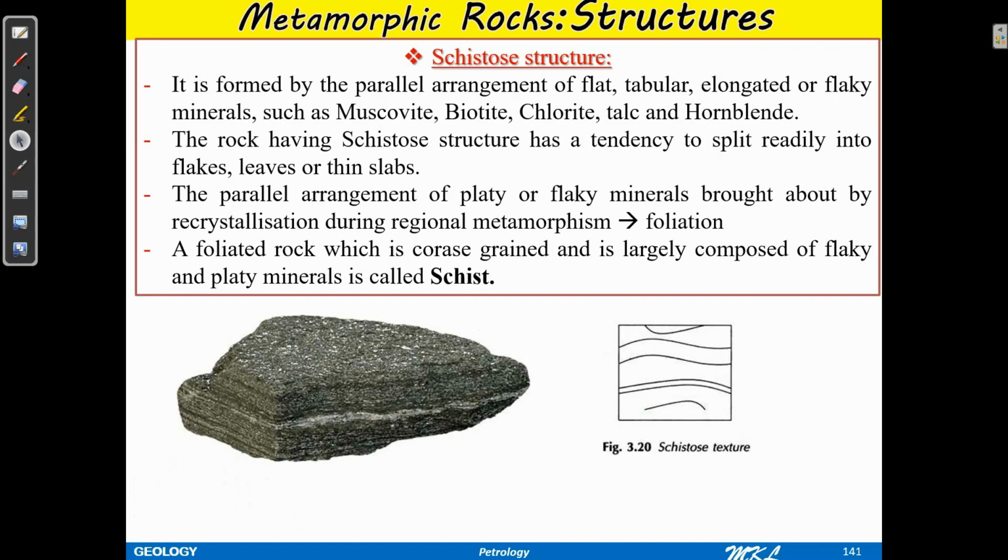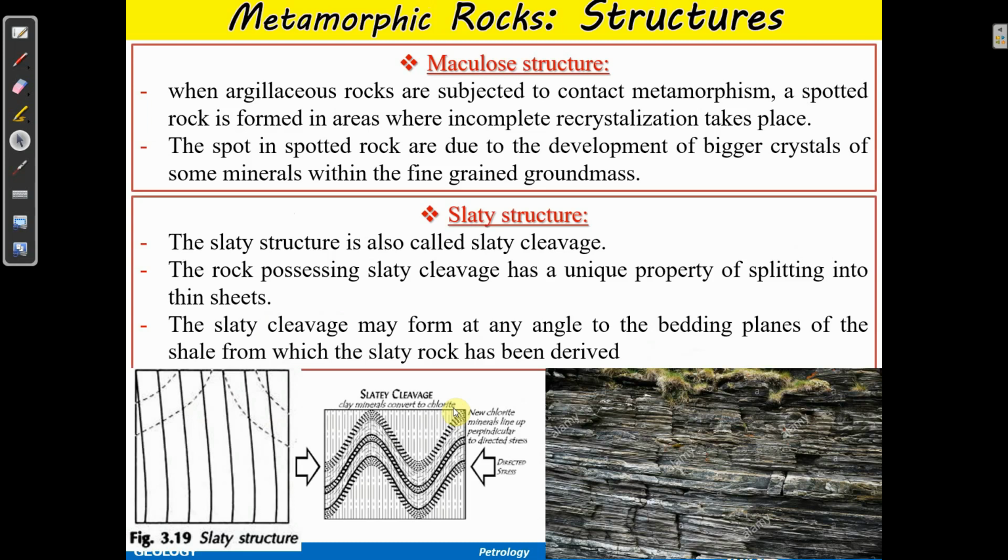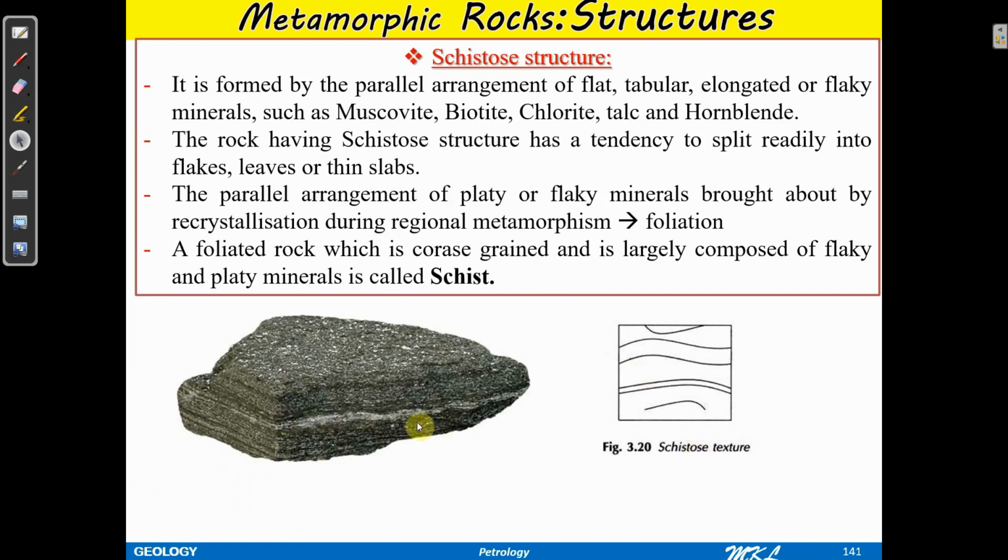And here you are seeing a schistose structure like this. So there is a difference between slaty and schistose. The difference is that in the slaty structure the planes are weak planes, but this is not quite common in the schistose structure. A foliated rock which is coarse grained and largely composed of flaky and platy minerals is called schist. Flaky minerals are like mica. The white toppings you can see on this rock are actually mica.